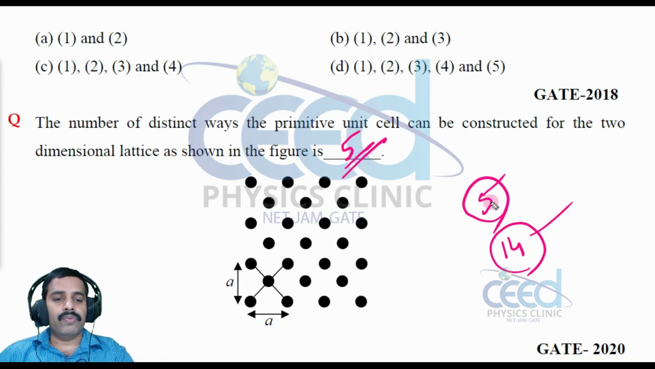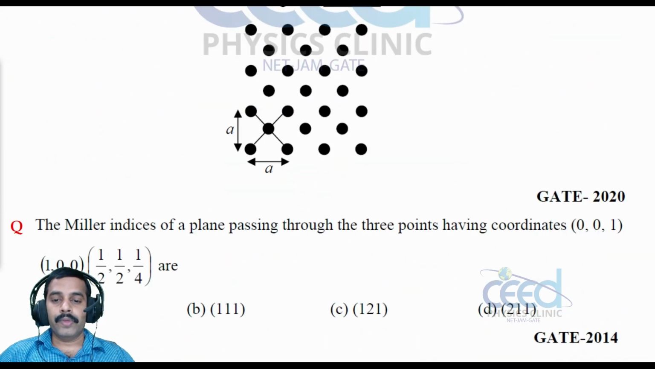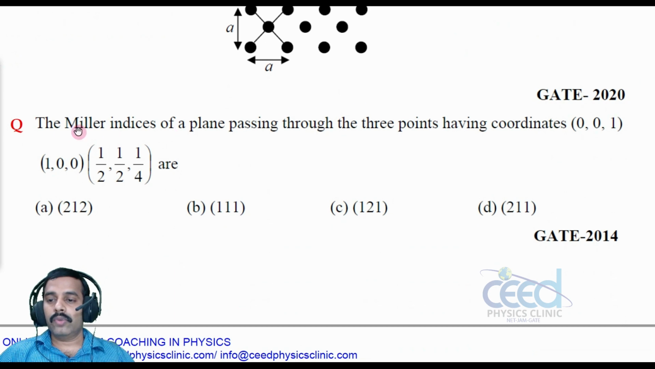So the different Bravais lattices in a two-dimensional system that we can plot, we have already discussed in theory. Okay, you may refer to the video, right? So 5 Bravais lattices are possible in a two-dimensional system, and 14 Bravais lattices are possible in three dimensions. So the answer is 5, right? Now let us come to another question.